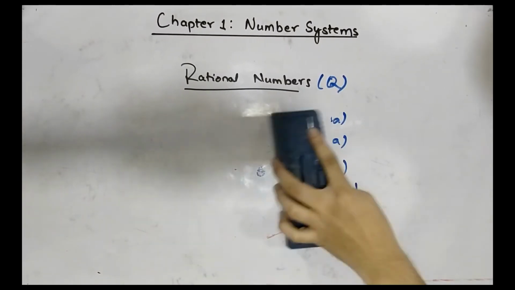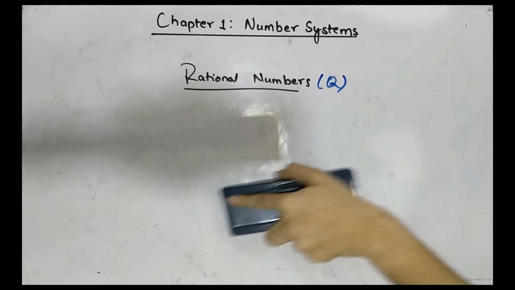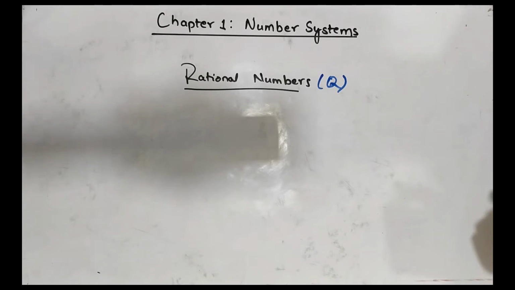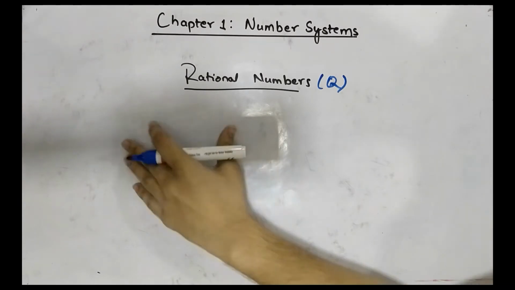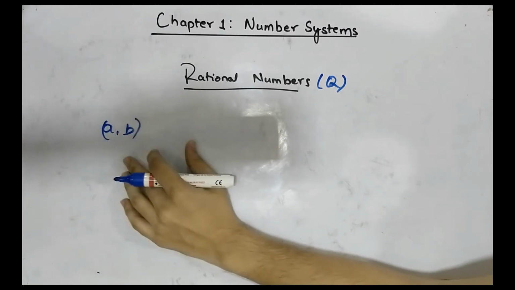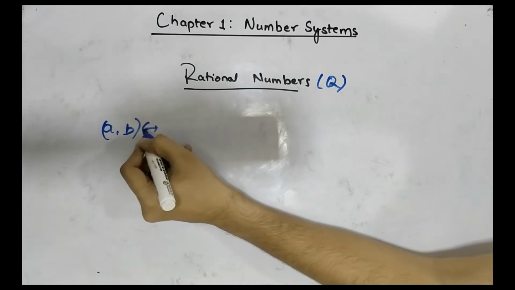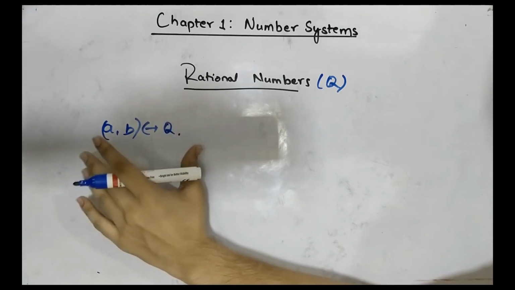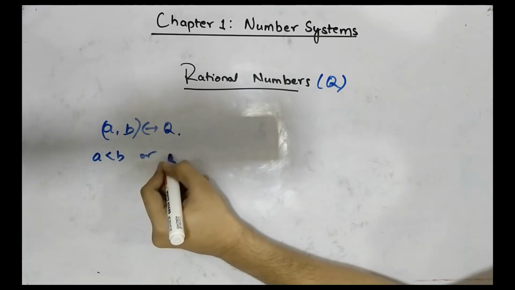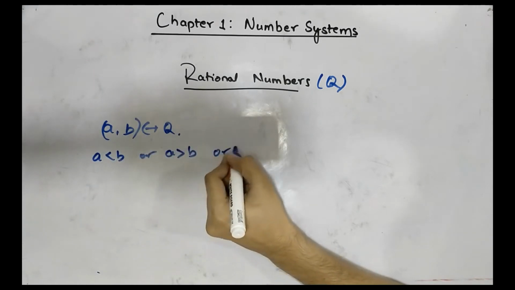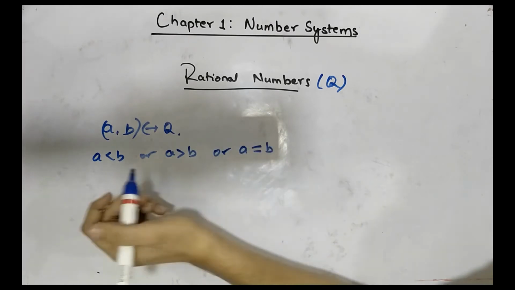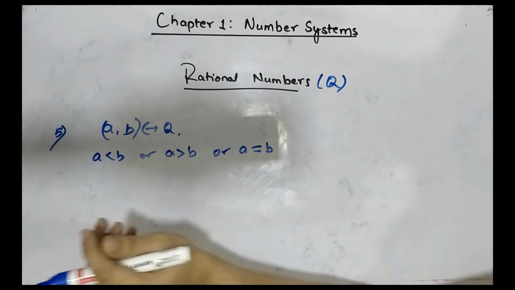After this, there are some more properties that I will tell you, but these were operator properties. The four basic operators in mathematics are addition, subtraction, multiplication, and division. Now there is another property which says that if a and b are both rational numbers, then they are in some kind of order: either a will be less than b, or a will be greater than b, or a will be equal to b. There has to be some order in them. Let's call it the fifth property.